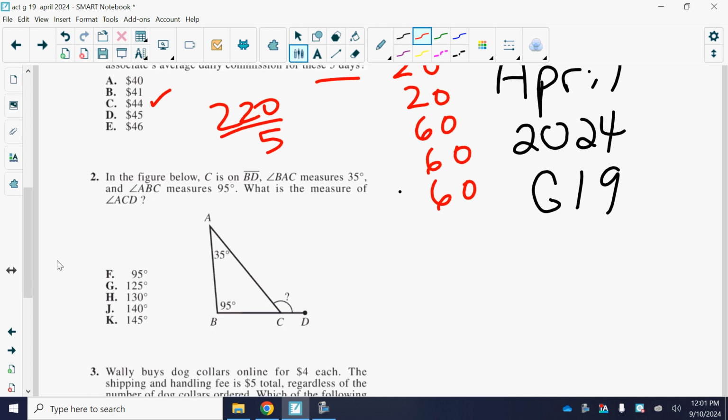Number 2, see if y'all can keep up with me. The angles of the triangle add up to 180. So 95 plus 35 is 130. That means that this angle is 50 right here, huh? Which means that its next door neighbor also has to add up to 180 because it makes the half circle, huh? So the answer is H, 130.